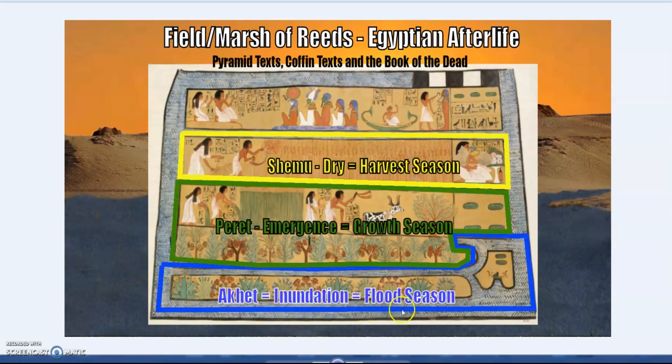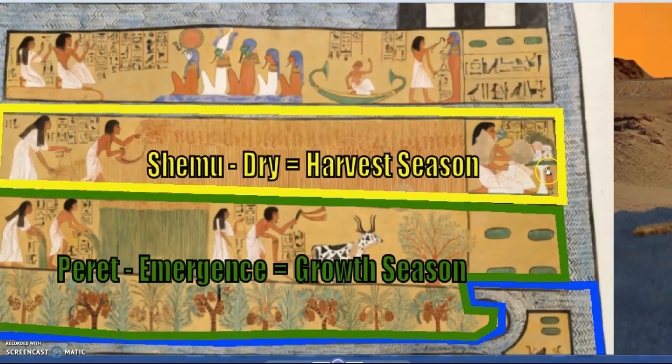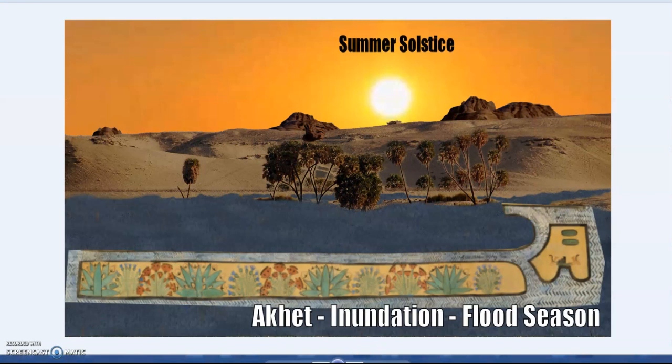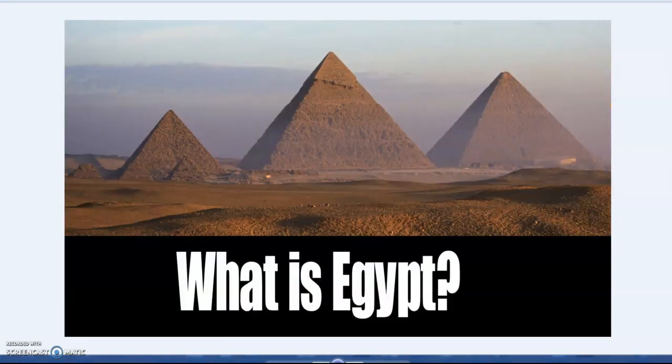Akhet, inundation, is the flood season. Peret, or emergence, is the growth season. Shemu is the dry or the harvest season, and that's the time to feast. So we begin with Akhet, inundation, or the flood season.